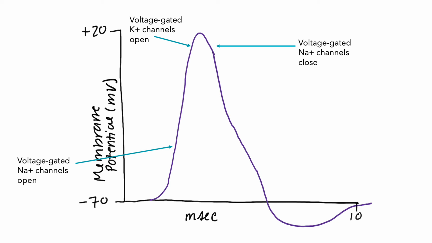There's a delay in the closing of voltage-gated potassium channels. This causes the membrane potential to go below resting membrane potential. This is called an overshoot. You can see this on the far right. The membrane potential then normalizes to resting membrane potential. This entire process can take anywhere from around 10 to 100 milliseconds.